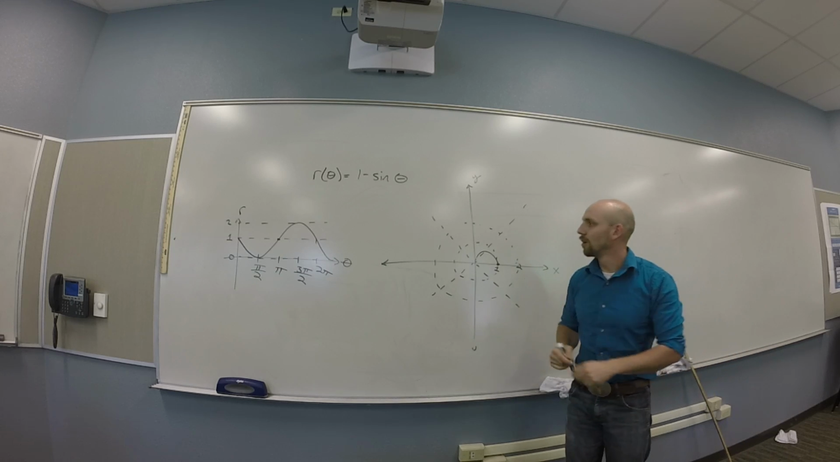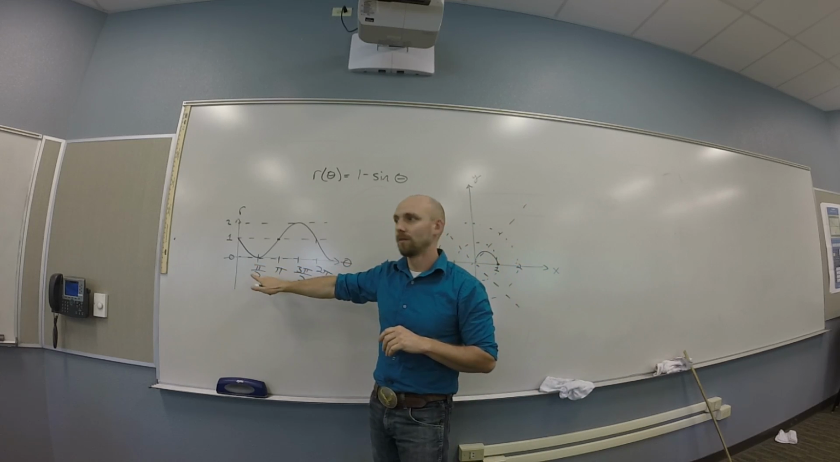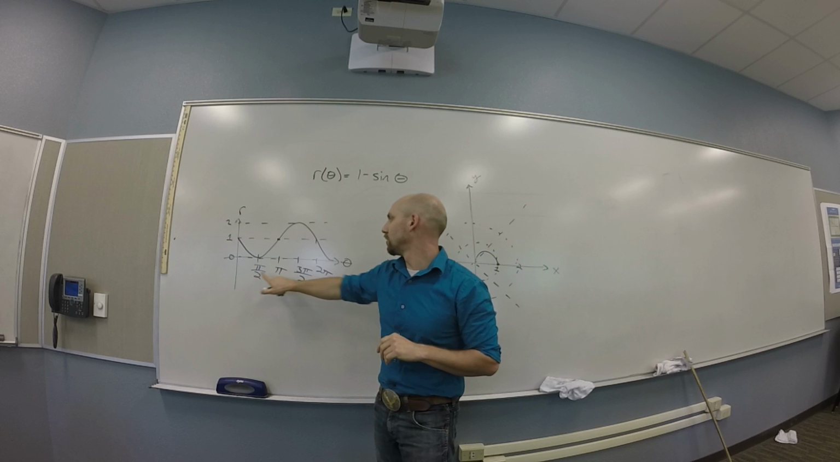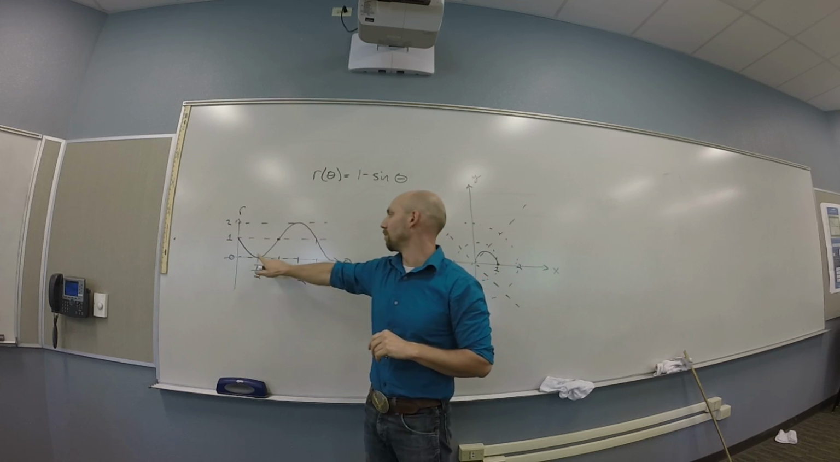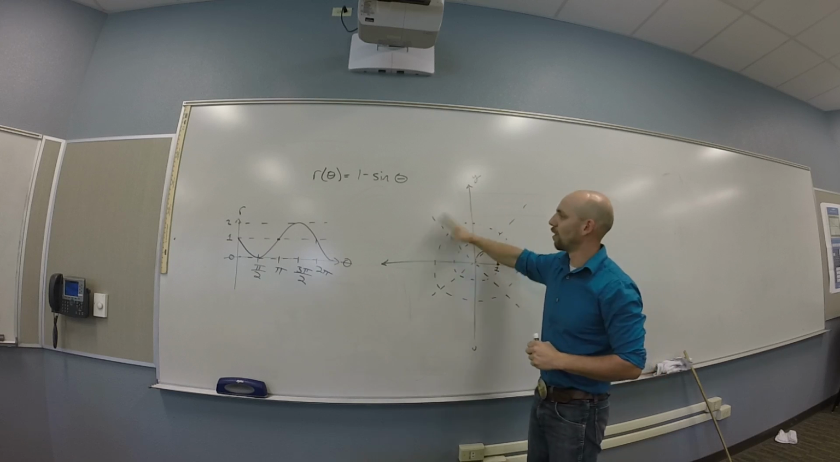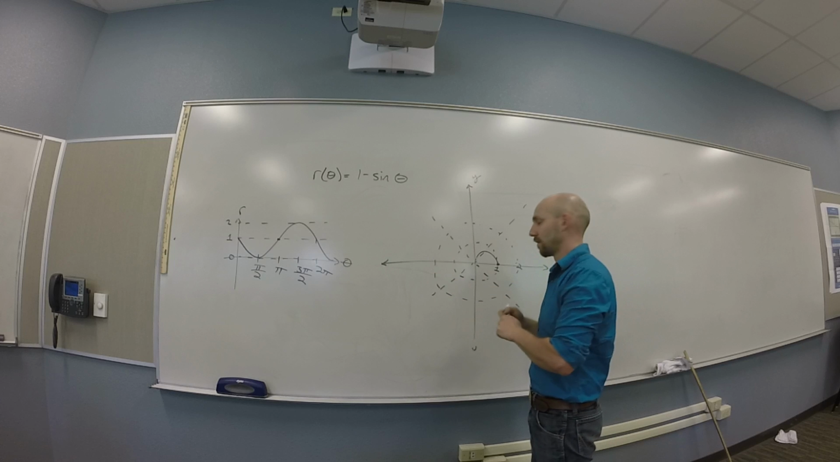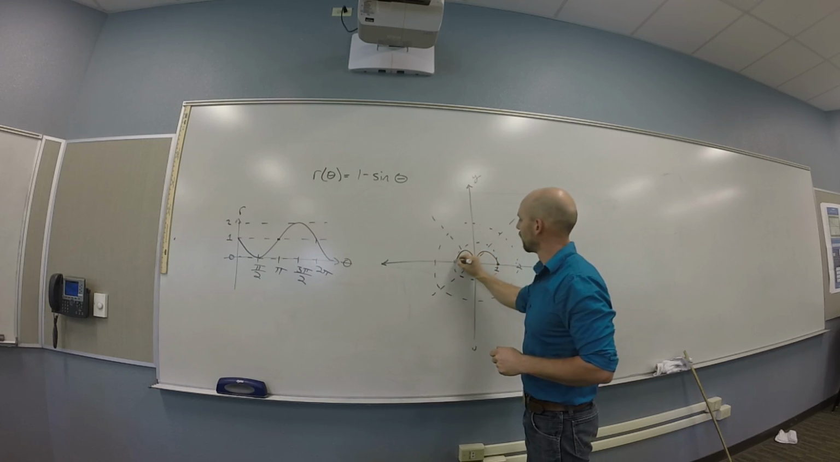Okay. All right, what's the next section on here? From pi over 2 to pi, the radius is going from 0 to 1. So pi over 2 to pi is in this quadrant, right? And the radius is going from 0 to 1. So it's going to look like the same thing backwards.